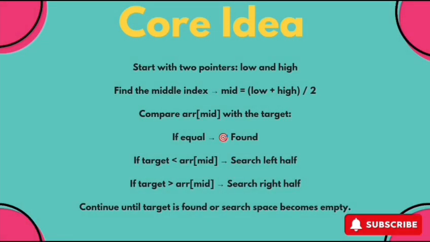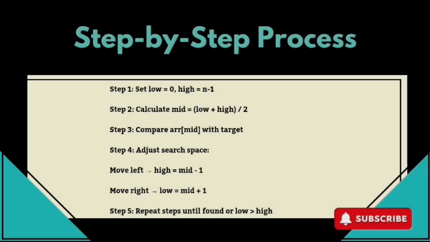The core idea behind binary search is, first, we start with two pointers, low and high. Then in the next step, we simply find the middle index. In order to find the middle index, we use the formula (low + high) / 2. Then we compare array[mid] with the target value. If both values are equal, that means the target element is present in the array. If the target is less than array[mid], then we will search in the left half. Otherwise, we will search in the right half, and we will continue until the target is found or the search space becomes empty.